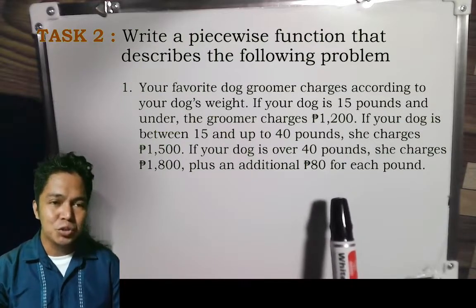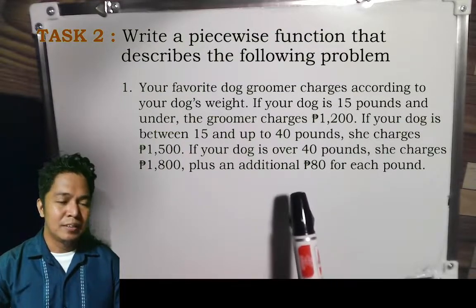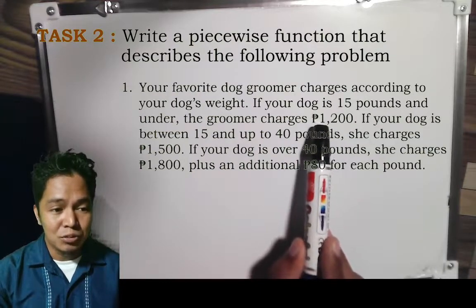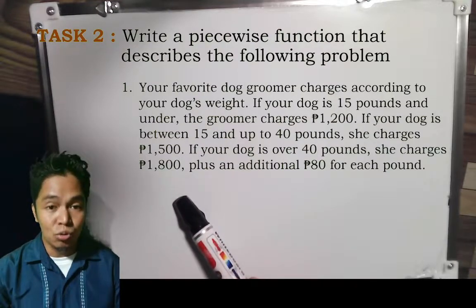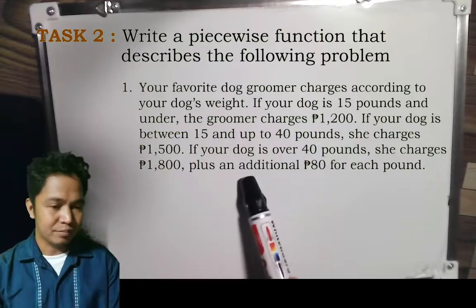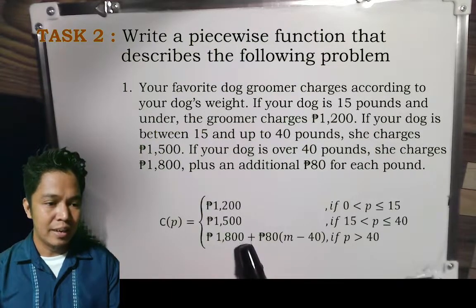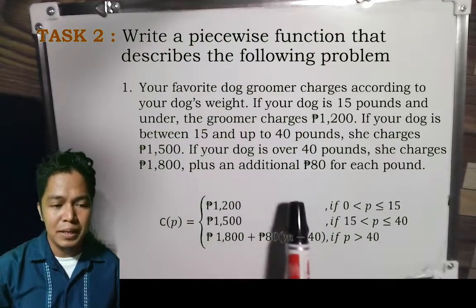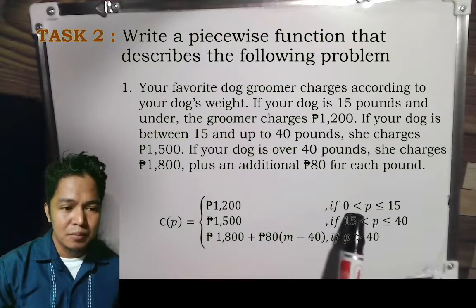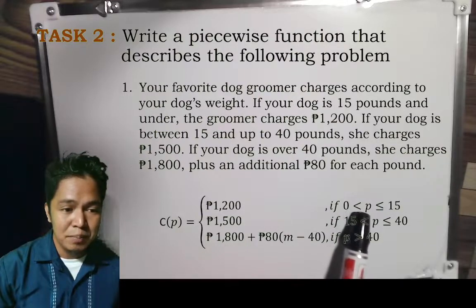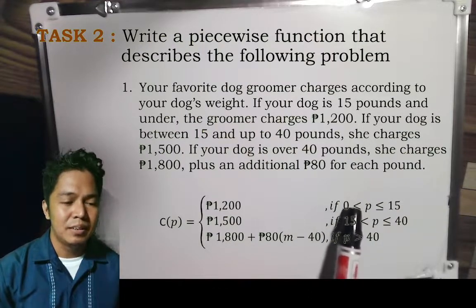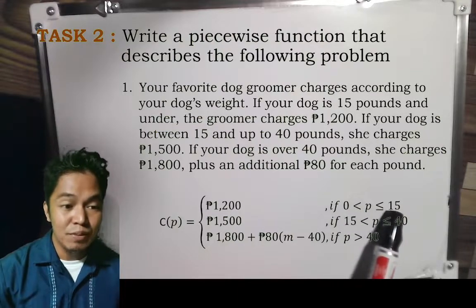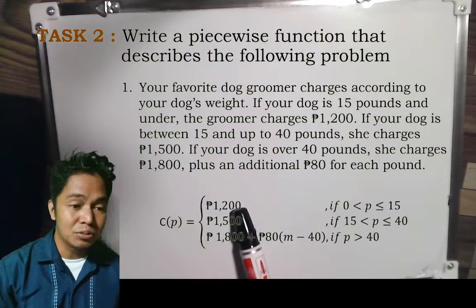So, ilang function meron tayo dito? So, kung maobserbahan ninyo, meron tayong 1,200 na charge, 1,500 at 1,800. So, meron tayong tatlong function. Una, 1,200 kung ang bigat ng ating aso ay mula 1, kasi P is greater than 0 but less than or equal to 15 pounds. Ibig sabihin, mula 1 pound hanggang 15 pounds, ang charge sa iyo ay 1,200.